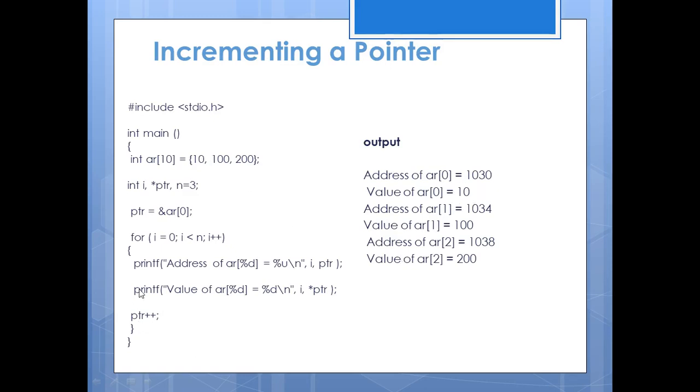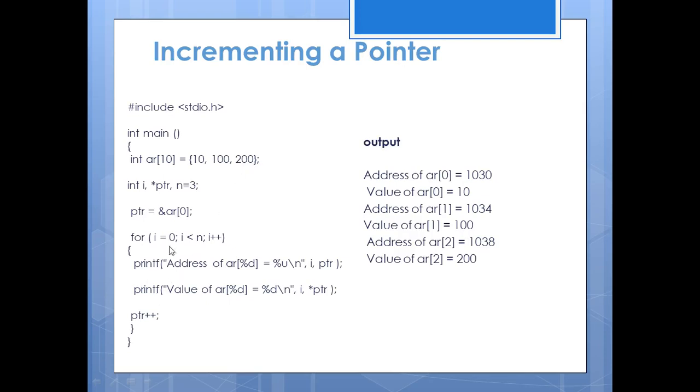Then the pointer is incremented, that is, the pointer is incremented to the next location. Then for i equal to 1, i also incremented, i equal to 1, i less than 3, the condition is true. Then array[1], that location is printed. Then the value in that array[1] is printed as 100. This is the first location, it is 100. Then the pointer is incremented. Now the pointer points to the location of 200.